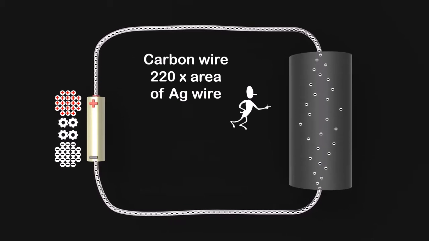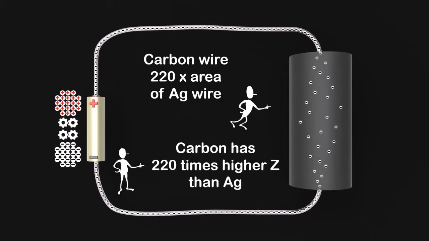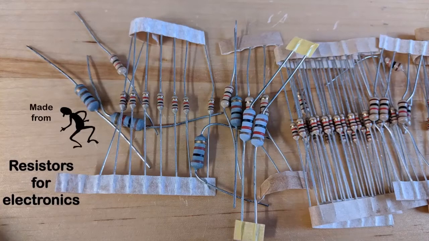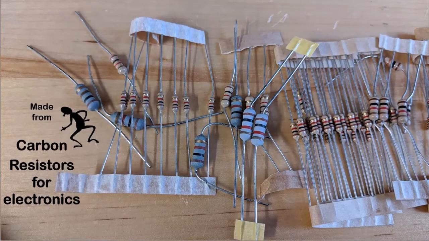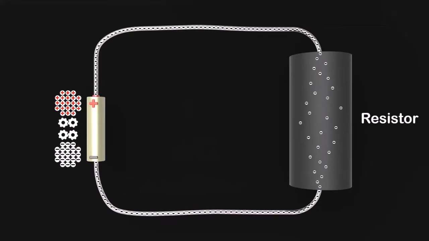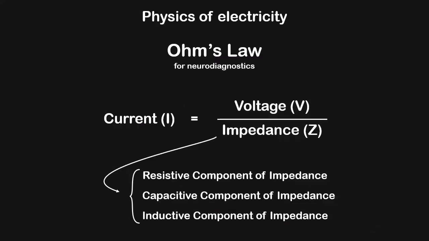We could say that for a given size wire, carbon wire has 220 times higher impedance to current flow than does the silver wire. Because of this, the most common material used to make electronic resistors like these is carbon. So from now on, we will call this carbon segment a resistor.